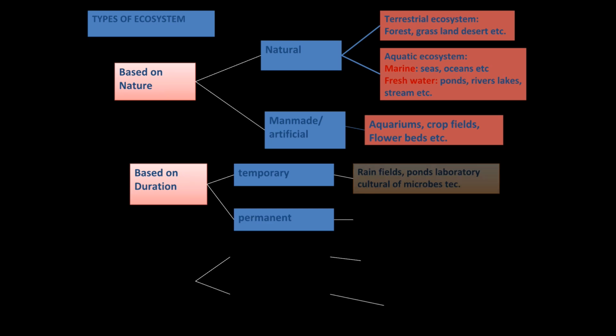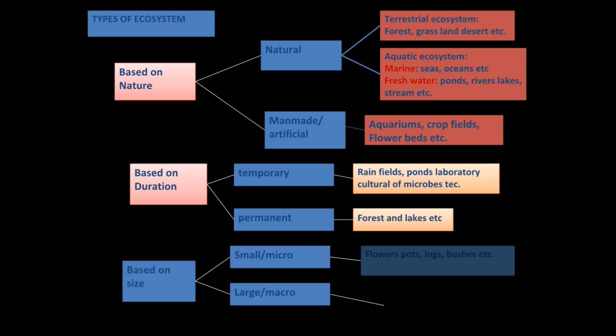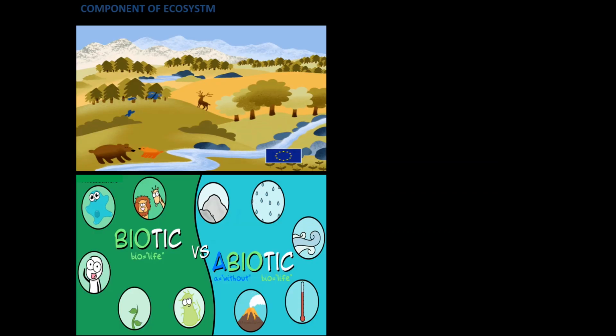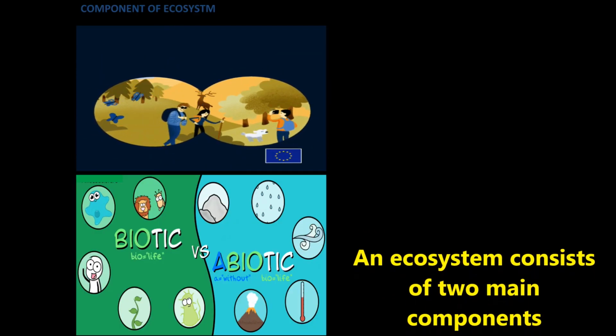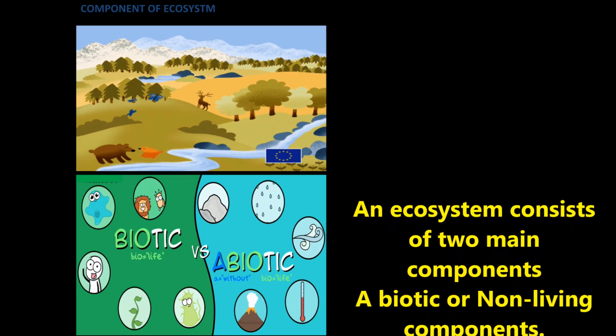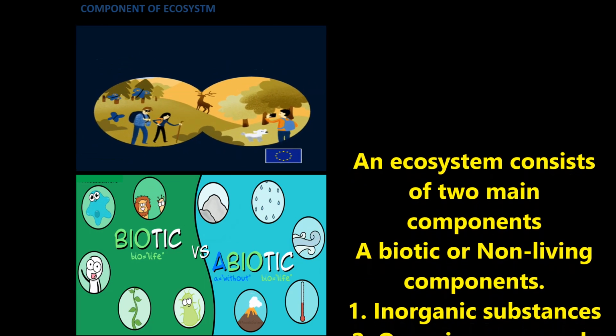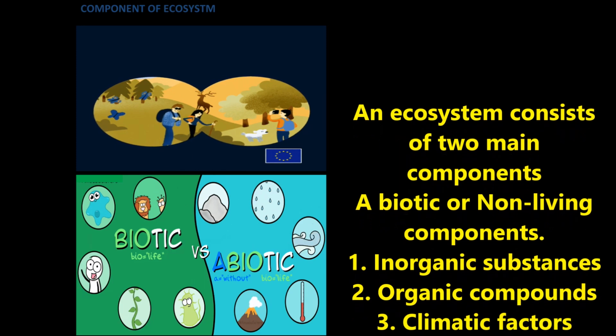Based on the size, ecosystems are small or micro, and large or macro. Small or micro ecosystems include flower pots, logs, bushes, etc. Large or macro ecosystems include deserts and oceans. In this section, we will discuss natural and artificial ecosystems. Now, before going to discuss terrestrial, let us discuss the components of ecosystem.